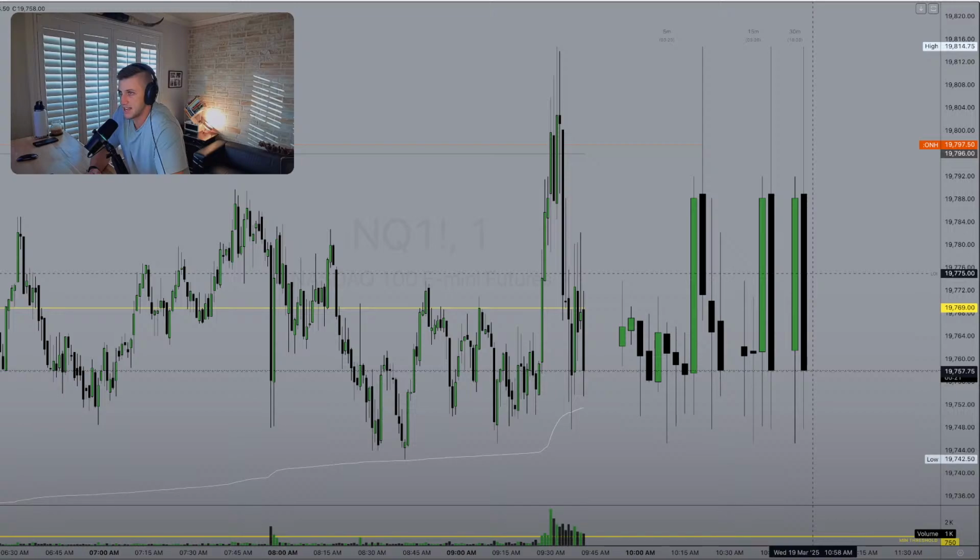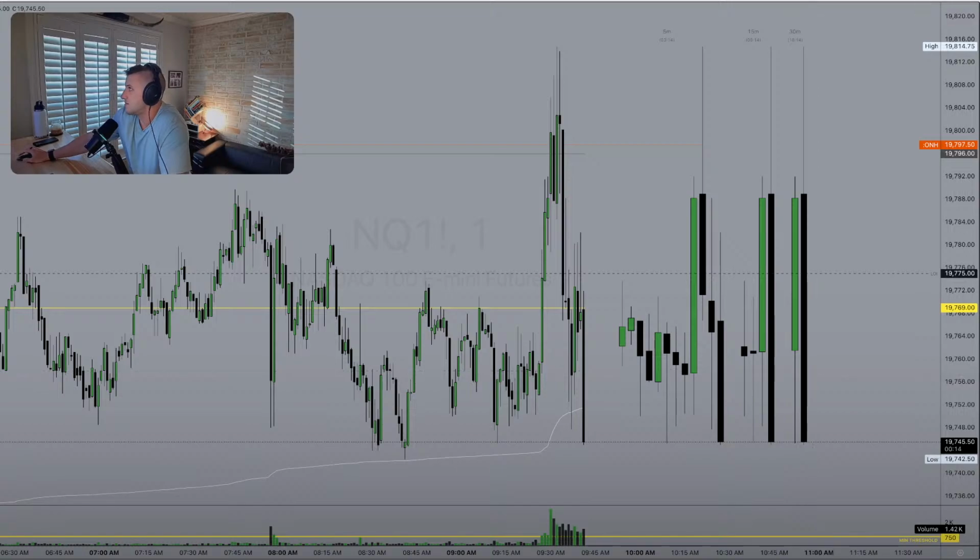Early volume is not looking good. Not a good look there on volume. NQ new low of day.